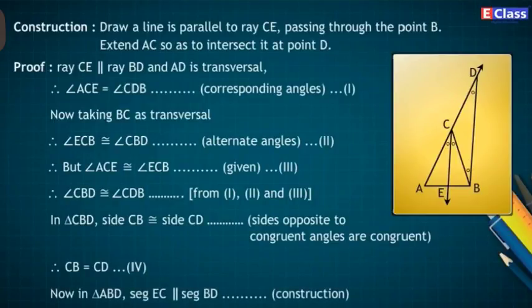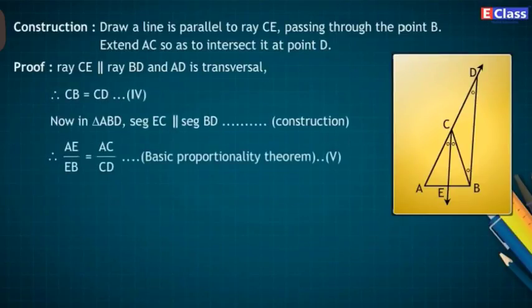Now, in triangle ABD, segment EC is parallel to segment BD by construction. Therefore, AE upon EB is equal to AC upon CD by basic proportionality theorem. Let us mark it as statement 5. Therefore, AE upon EB is equal to AC upon CB from statements 4 and 5.